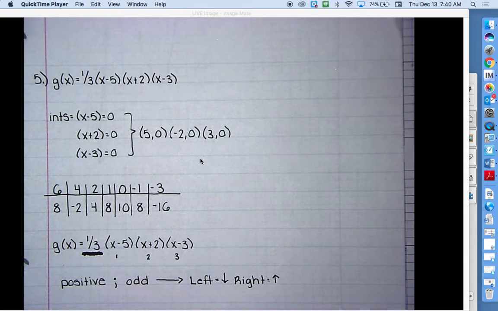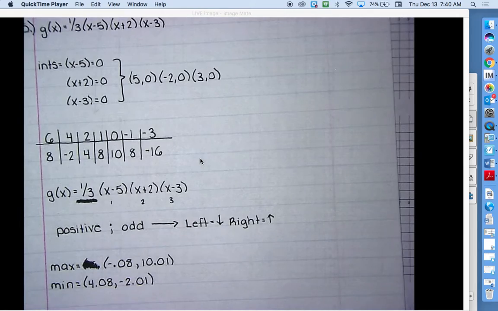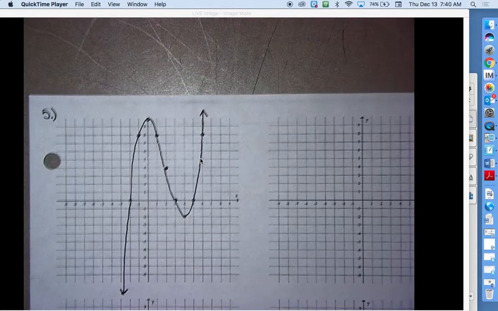Then when you look back at the original function, you see that the leading coefficient was 1/3, which is positive. And then you have 3 factors, which is odd. So the left side of your graph will be going down, and your right side will be going up. Then to find the maximum and minimum, you just plug it into your calculator, and I got negative 0.08 and 10.01. And then for the minimum, 4.08 and negative 2.01. And then the graph looks like that.